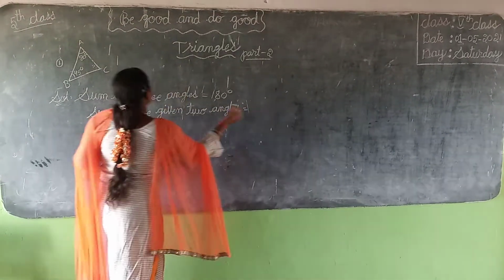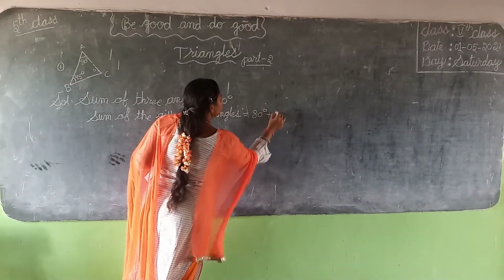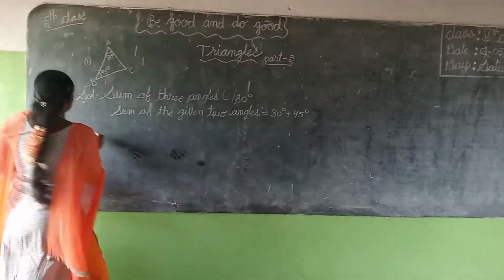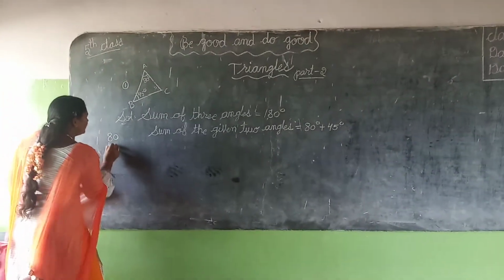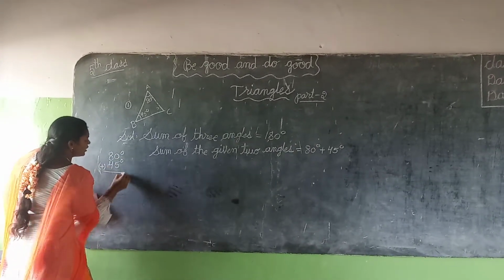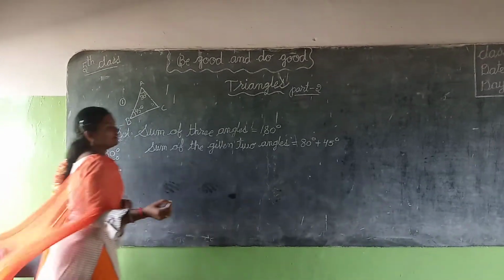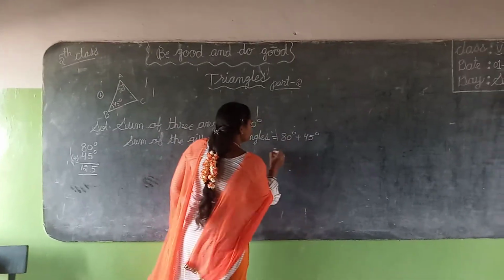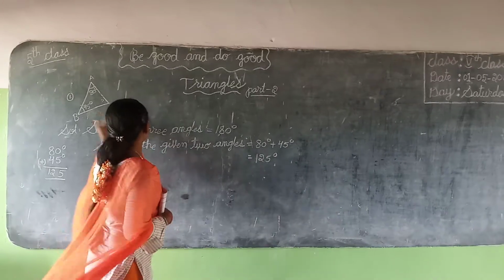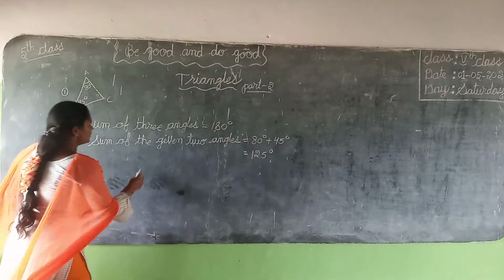So the sum of the given two angles is 80 degrees and 45 degrees. So 80 degrees plus 45 degrees, that is angle A plus angle B. First add the two values. 0 plus 5 is 5. 8 plus 4 is 12. So 80 degrees plus 45 degrees is equal to 125 degrees. So the given two angles sum to 125 degrees, and the sum of the three angles is 180 degrees.